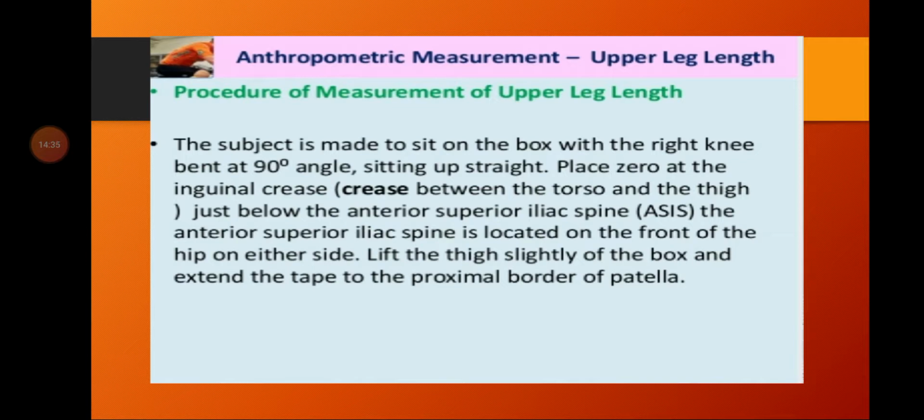The anterior superior iliac spine is located on the front of the hip on either side. Lift the thigh slightly off the box and extend the tape to the proximal border of patella.